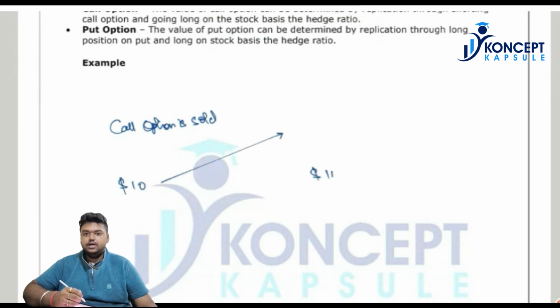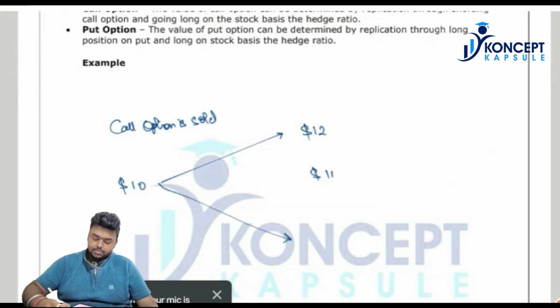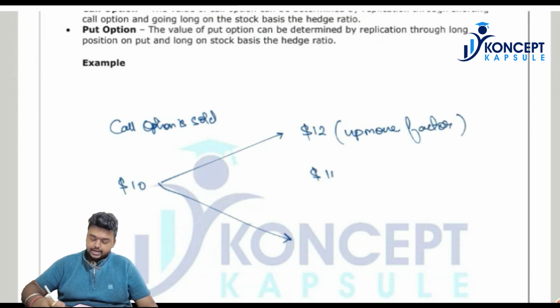Now, as per the binomial concept, there can be only two possible paths. Either the stock can increase to 12 or any other amount, as per the up move factor. Guys, yes or no? Or it can go to maybe 9 as per the down move factor. Guys, yes or no?